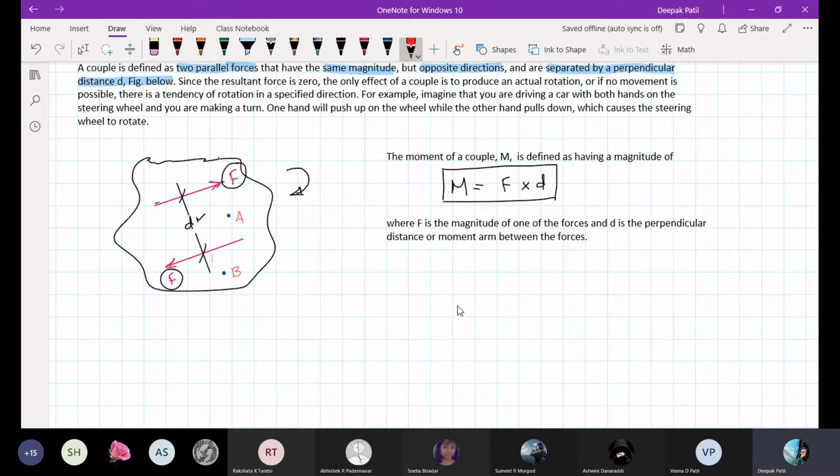Now I want to find the moment of this couple at point A and point B. The thing is, the moment of a couple at any point on the body will be the same, and that will be equal to force multiplied by the perpendicular distance. Let us prove that.